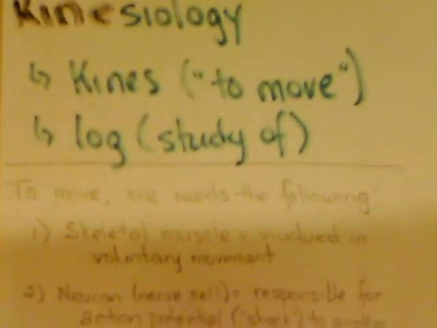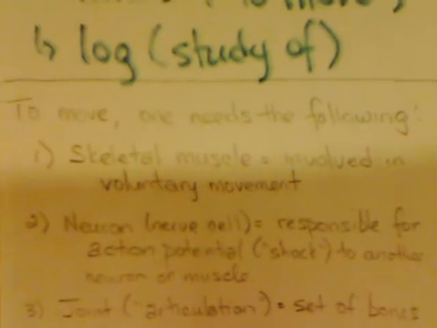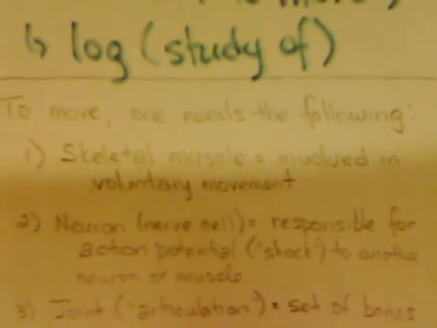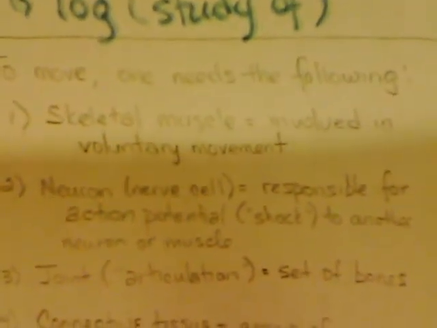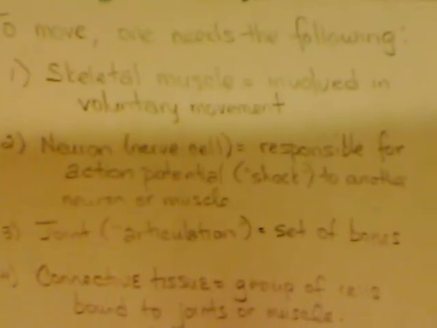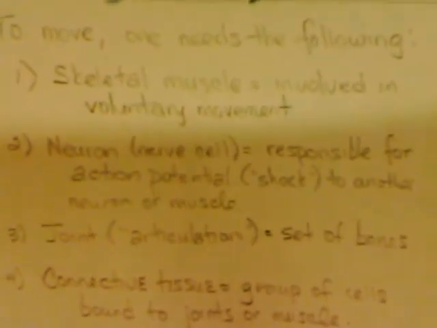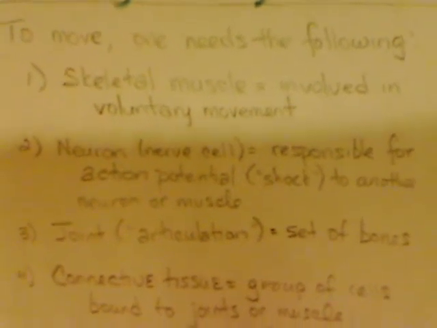Okay, let's go down a little bit. To move, one needs the following: skeletal muscle, which is involved in voluntary movement. We discussed that the very first week. A neuron or a nerve cell is responsible for action potential, or in layman's terms, a shock to another neuron or skeletal muscle. Now, joint or articulation is a set of bones, like your ankle joint, your hip joint, knee, shoulder, stuff like that. Okay, lastly, we're talking about connective tissue.